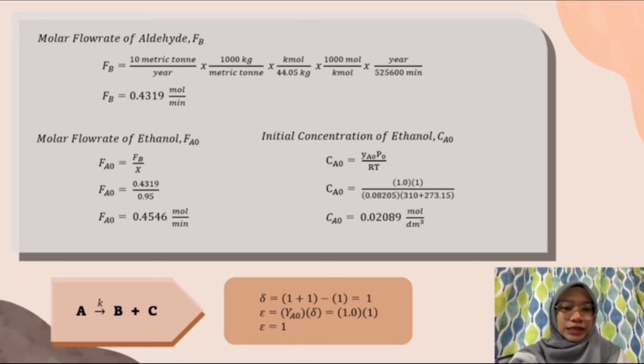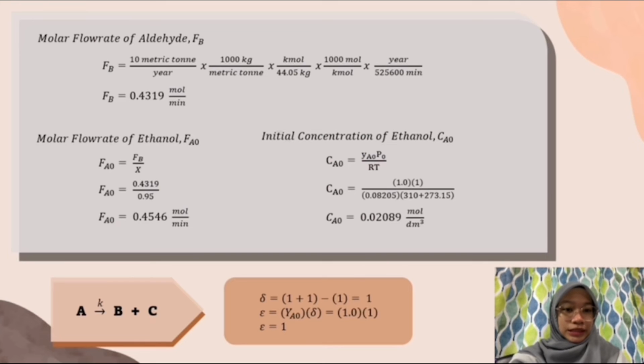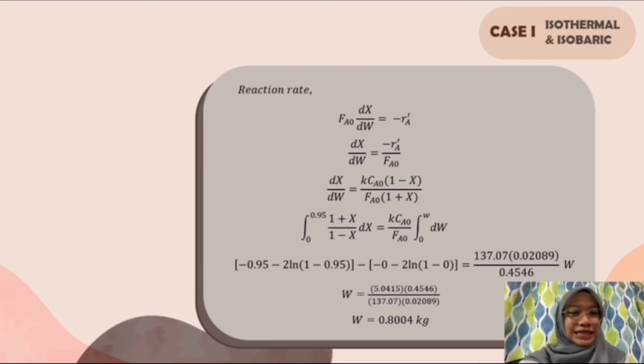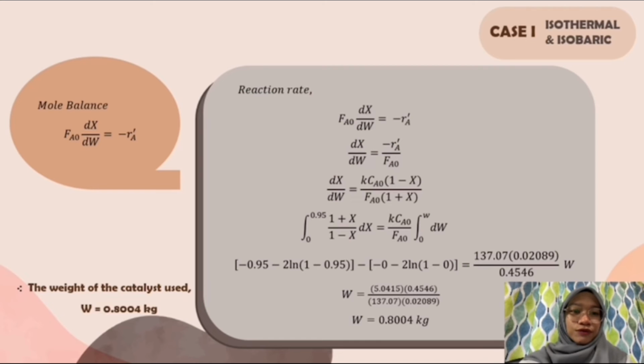By using the formula CA0 is equal to yA0 multiplied by initial pressure over RT, we can get CA0 equal to 0.02089 mole per dm³. Delta that we got from this reaction is 1, hence epsilon is 1. In case 1, we assume that the reaction is isothermal and isobaric. Thus, T initial over T and P over P initial are equal to 1. Then, from the mole balance, we rearrange it using the integration of dX and dW. The weight of catalyst used for this case is 0.8004 kg.